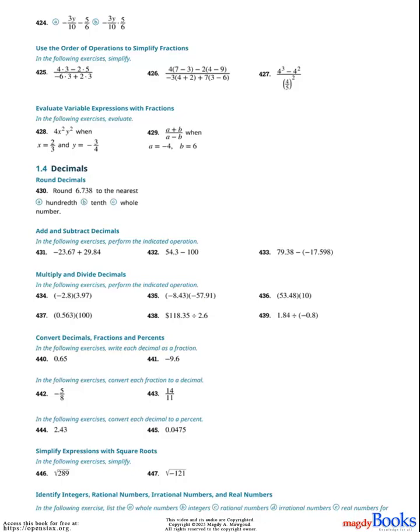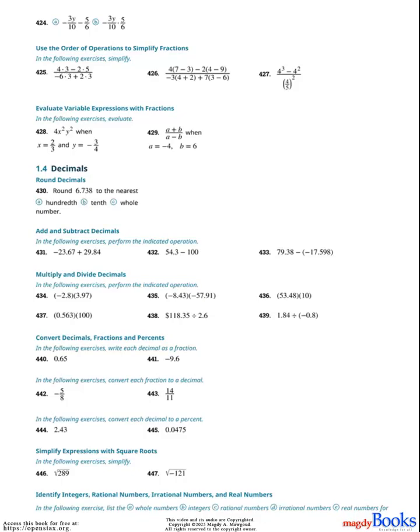1.3.5. Evaluate variable expressions with fractions. In the following exercises, evaluate. 428. 4x²y², when x = 2/3 and y = −3/4. 429. (a + b) divided by (a − b), when a = −4, b = 6.